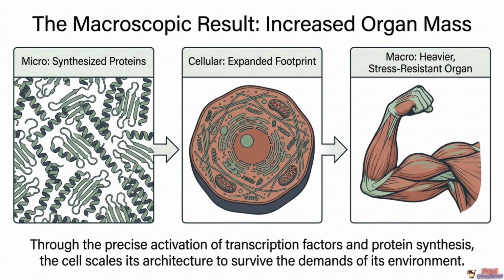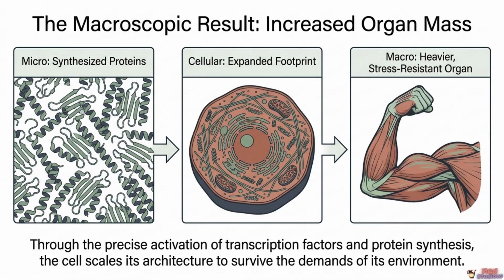And now we arrive at the final step, where all the molecular events we have traced, from membrane receptor activation, through signal transduction, through nuclear gene activation, manifest as a visible, measurable, macroscopic change in the organ. The pathway flows in three clearly defined levels. At the microscopic level, the activated fetal gene program produces a massive surge of newly synthesized proteins: contractile proteins, structural proteins, enzymes. These proteins accumulate inside the cell, filling it with increased functional and structural content.